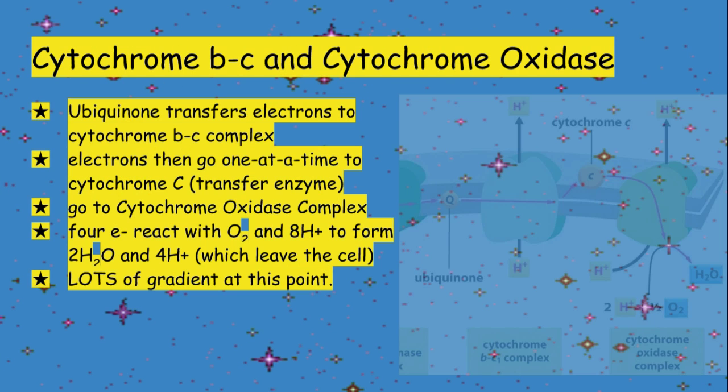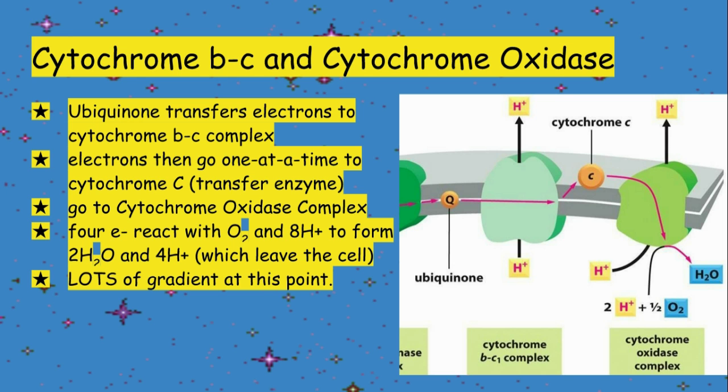All right, so cytochrome BC and cytochrome oxidase, the two middle proteins in the ETS. The ubiquinone transfers electrons two at a time to the cytochrome BC complex, which gives energy for more hydrogen ions to go on the other side of the phospholipid bilayer through cytochrome BC. And then electrons go on the cytochrome C transport molecule to the cytochrome oxidase complex one at a time.